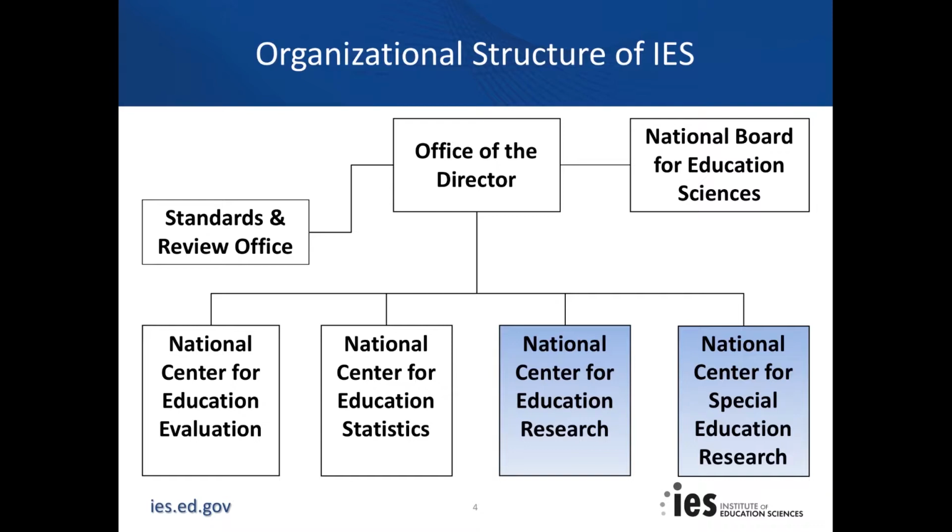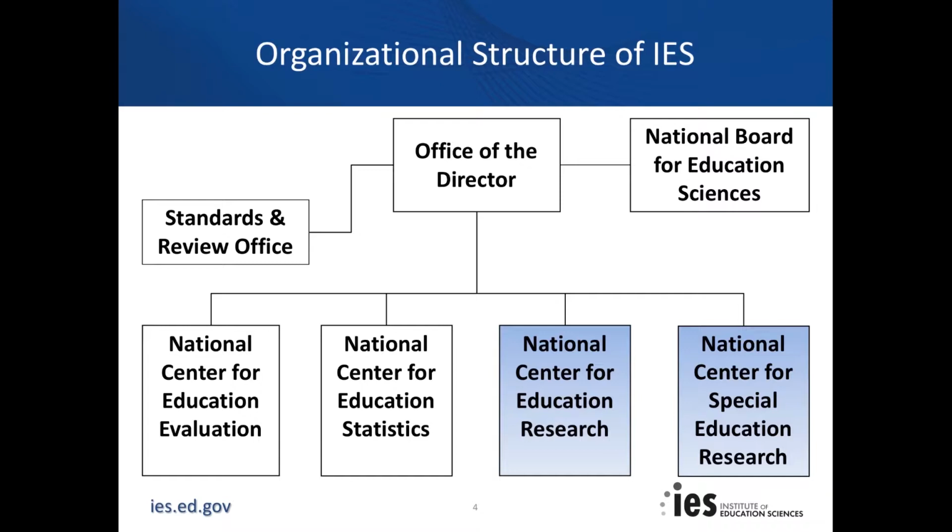We have the National Center for Education Evaluation, and they do contract evaluations. They also house the Regional Educational Laboratory Program, the What Works Clearinghouse, and the National Library of Education, ERIC. There's also NCES, the National Center for Education Statistics, and they do national data and national surveys, the State Longitudinal Data Systems Grant Program. And then you'll also notice off to the side the Standards and Review Office, and they are responsible for peer review.